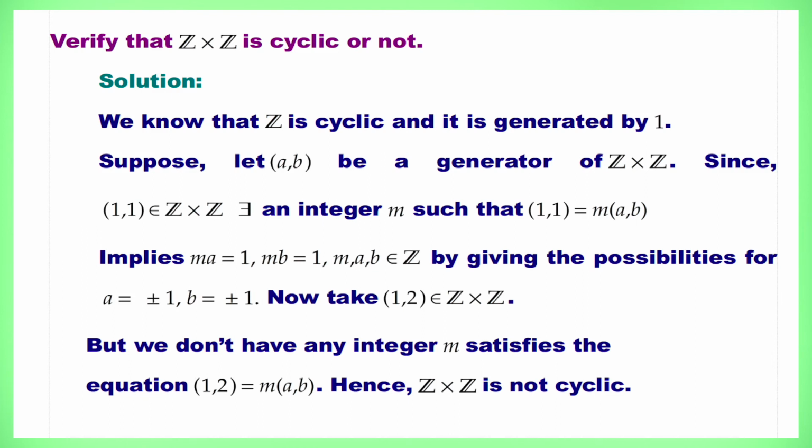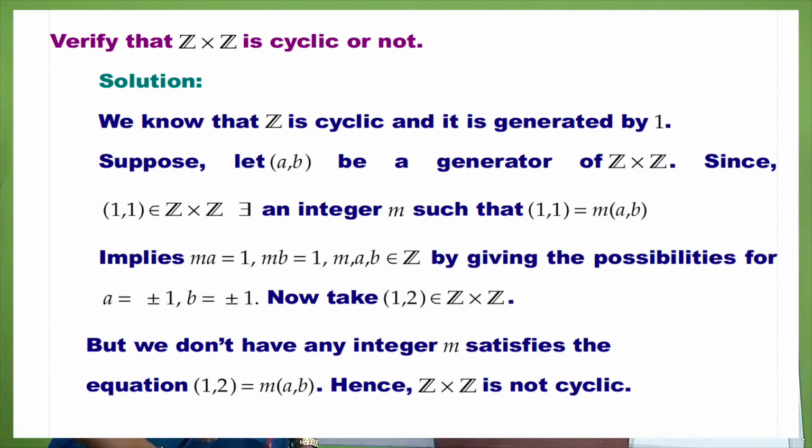But let us now consider a different element, say (1,2). This is also an element of Z cross Z, but we don't have any integer m which satisfies the equation (1,2) equals m times (a, b). In this problem, therefore we can say that Z cross Z is not cyclic.